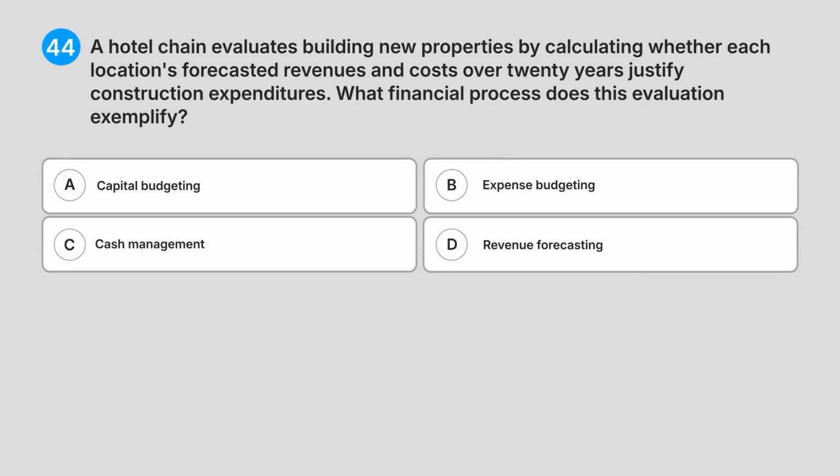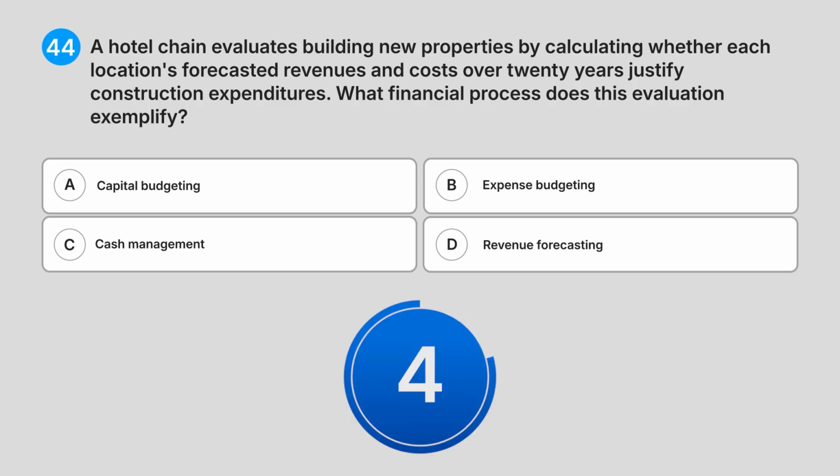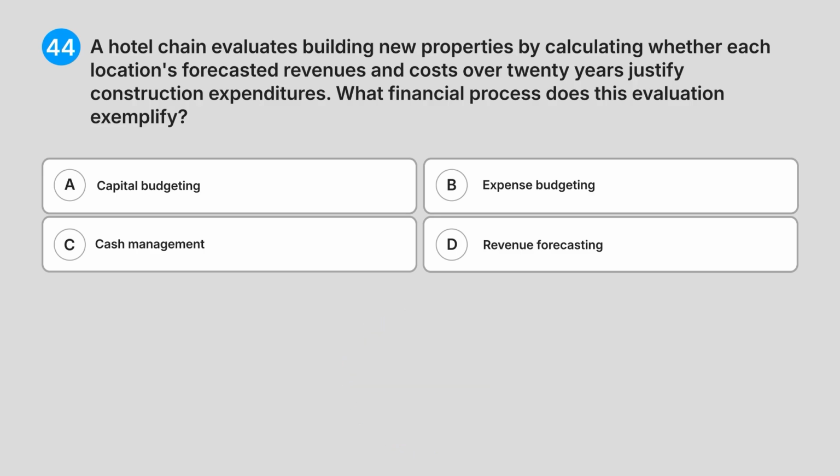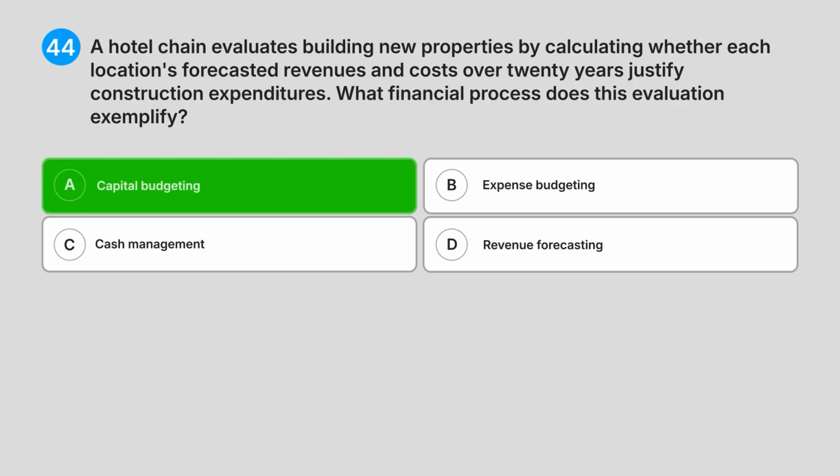44. A hotel chain evaluates building new properties by calculating whether each location's forecasted revenues and costs over 20 years justify construction expenditures. What financial process does this evaluation exemplify? A. Capital budgeting. B. Expense budgeting. C. Cash management. D. Revenue forecasting. Do you know the answer? Correct answer, A. Capital budgeting.